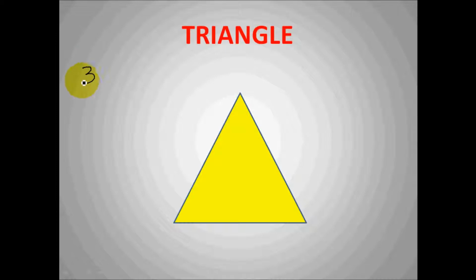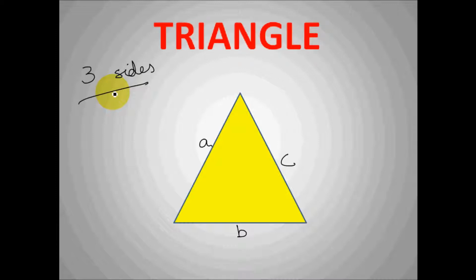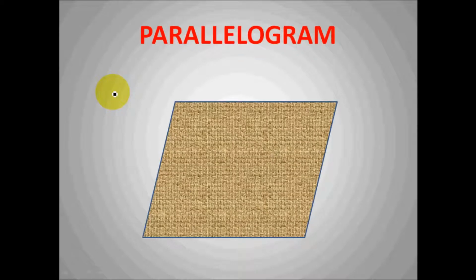Next is a triangle. A figure with three sides, let it be A, B and C, is known to be a triangle. There are different types of triangles where A, B, C may be equal, may not be equal. We'll be learning about these triangles in different videos. But for now, a figure with three sides is known as triangle.